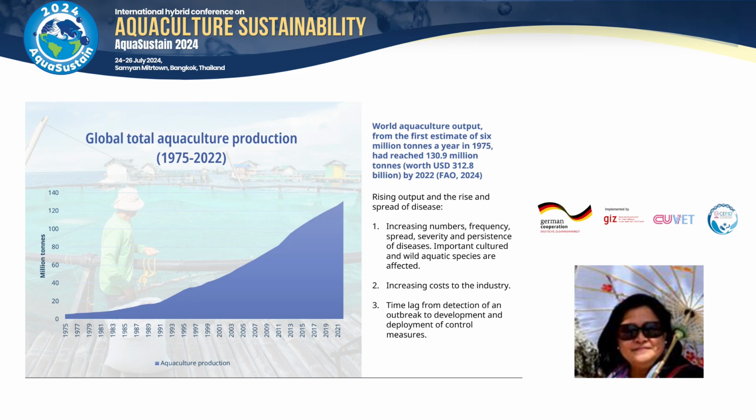Concerns focused on three issues. First is the increasing numbers, frequency, spread, severity, and persistence of diseases affecting both farmed and wild aquatic species. Second is increasing costs to the industry. And third is the time lag from detection of an outbreak to development and deployment of control measures. Three or more years can pass between the disease being detected and the placement of control measures.